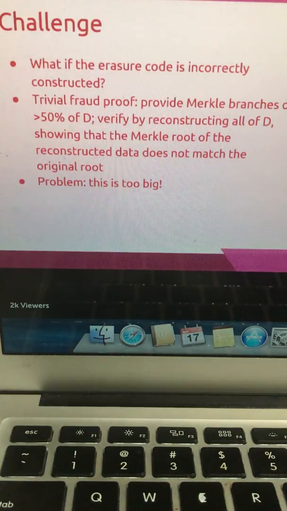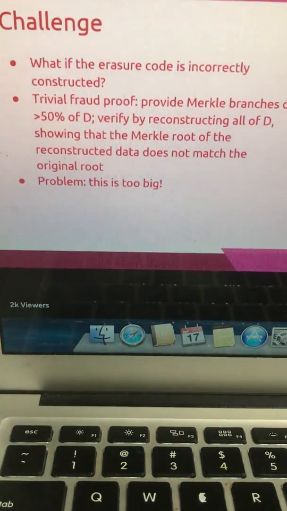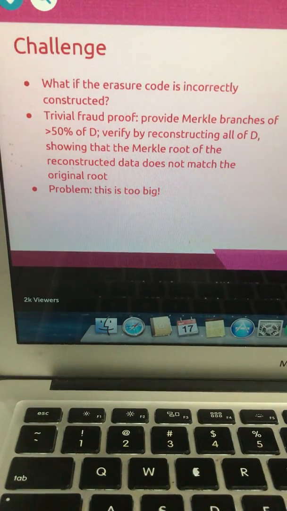Basically, if you, as a full node, or at least as a node that is full with respect to that particular block, actually try to download more than 50% or all of D. If you've only managed to download somewhere over 50% of it, but not the whole thing, then you can use that 50% to reconstruct all the data.